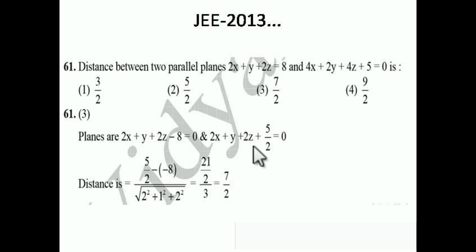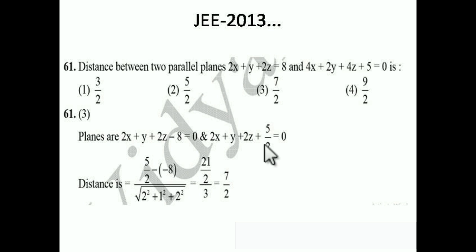Then you can use the formula. What is the formula? Formula is mod of d1 minus d2 upon square root of a square plus b square plus c square. Okay, that means the absolute difference d1 minus d2, that means distance of the planes, upon the value of the normal, that is mod of the normal, that is square root of a square plus b square plus c square.